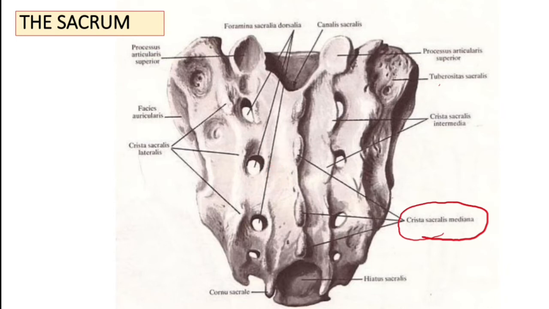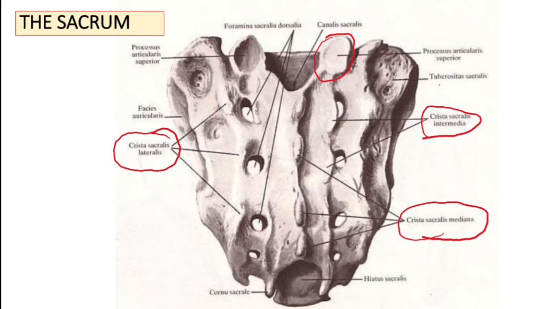Crista sacralis mediana. You can see crista sacralis intermedia here, right? So median is 1, intermedia there are 2, 1, 2 here. And you can also see crista sacralis lateralis, right? You can see it here and here. Crista sacralis lateralis, right? You can see again, this is the superior articular process.